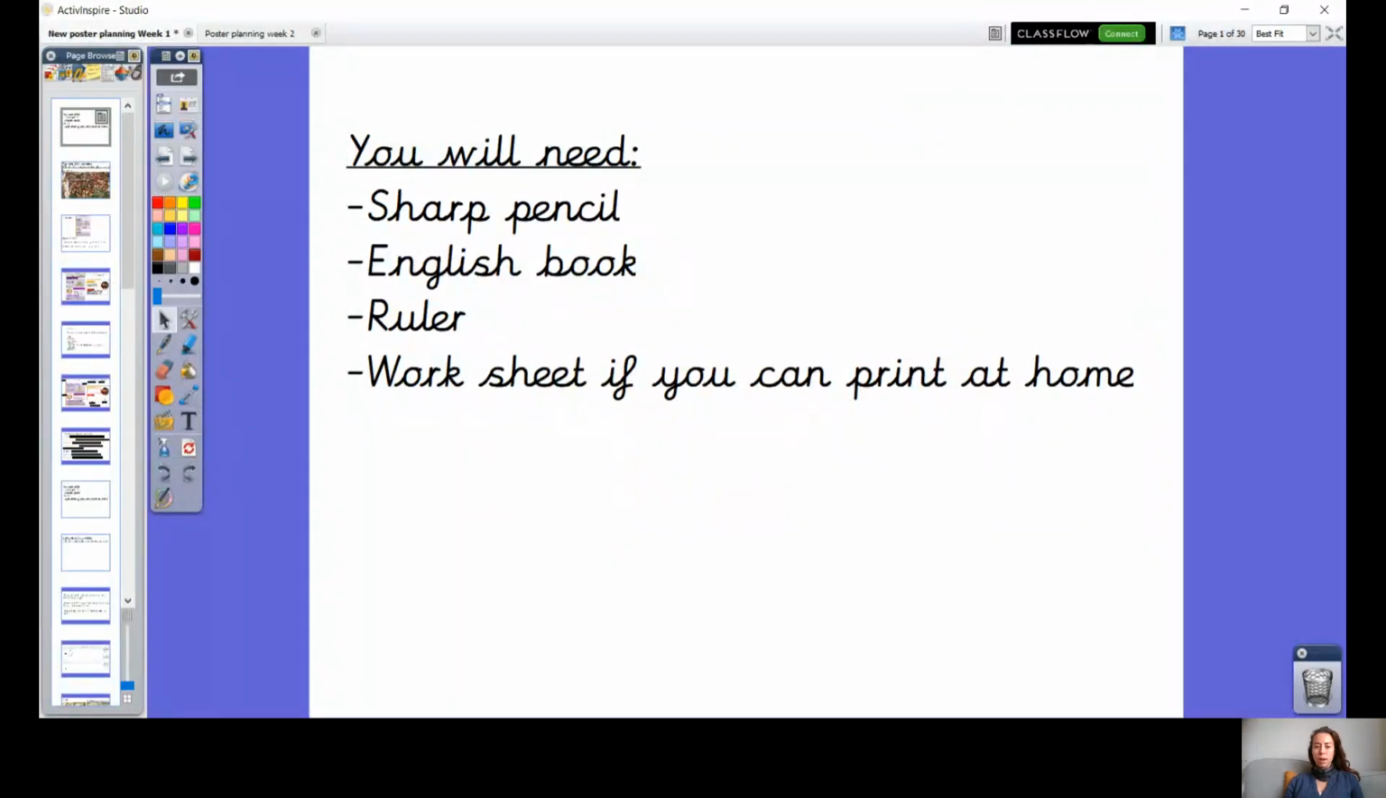Good morning, Year 3. This is our English lesson and it is Monday today. Let's check that you've got a sharp pencil, your English book, a ruler, and there is a worksheet for today's lesson if you were able to print one. So make sure you've got those things with you now.